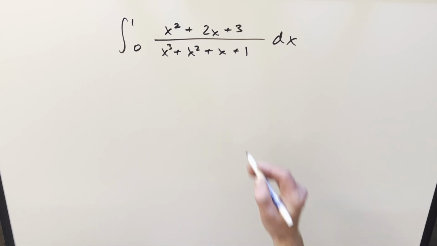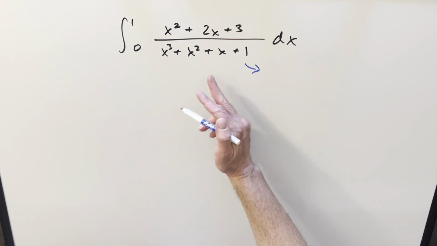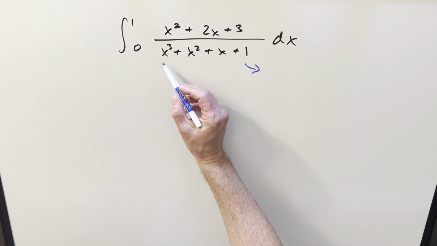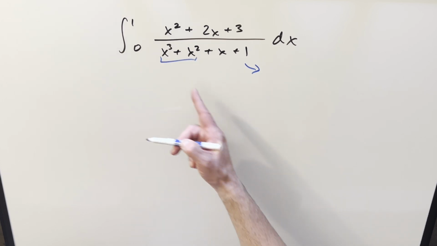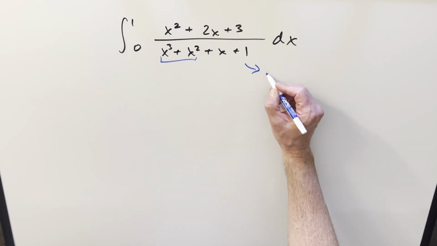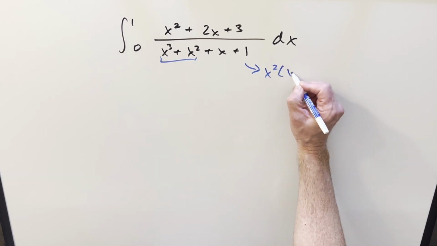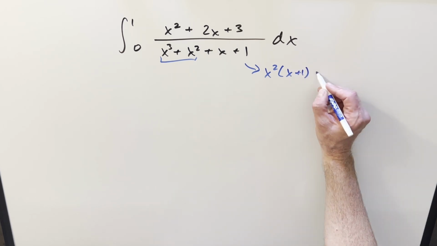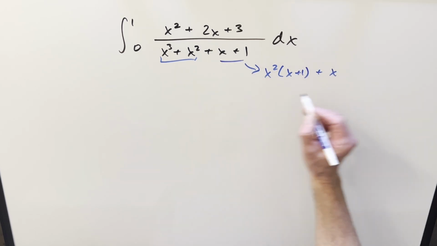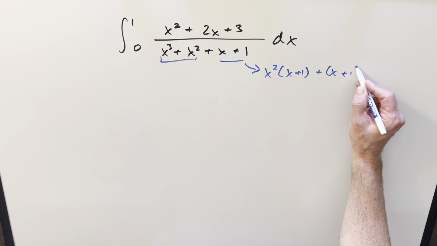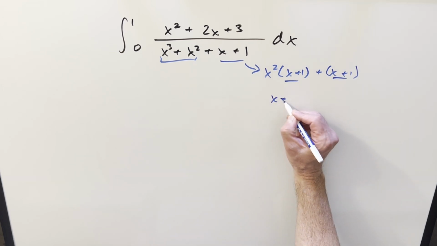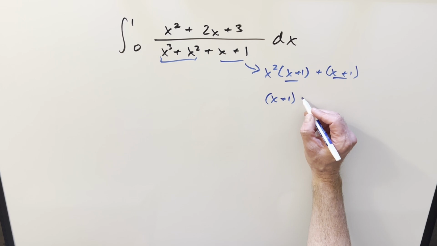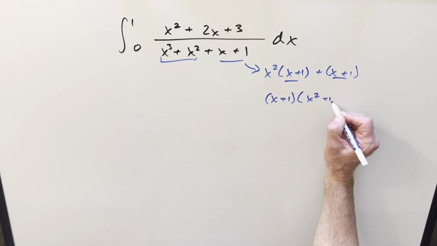Okay, to get started with it, I think I want to just factor out this denominator and see what happens. There's probably different ways you could do it. What I want to do is, looking at this right here, I can factor an x squared out of this and write this as x squared times (x plus 1). And then we'll group the last two terms, x plus 1, noticing that now we have x plus 1 in common. So if we factor that out, what we end up with is (x plus 1) times (x squared plus 1).